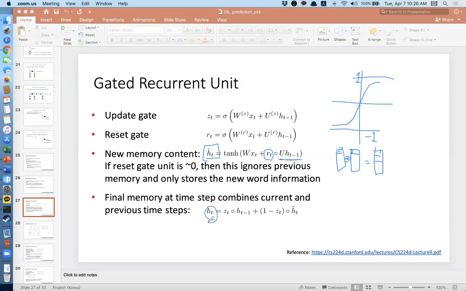And the final HT, the actual content of the current time step, is calculated like this. It's ZT, the update gate, multiplied, again coordinate-wise, by the last hidden layer, plus one minus Z times the intermediate hidden value. This is a convex sum, because the values of Z lie between zero and one. If Z, the update gate, is close to one, then this term will survive and the other term will be canceled out. That means you're just going to copy the previous hidden value to the current hidden value and forget about the new update.